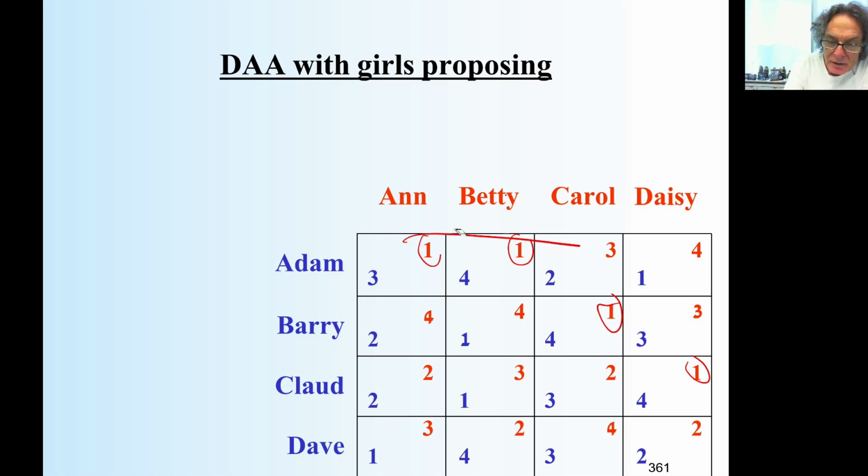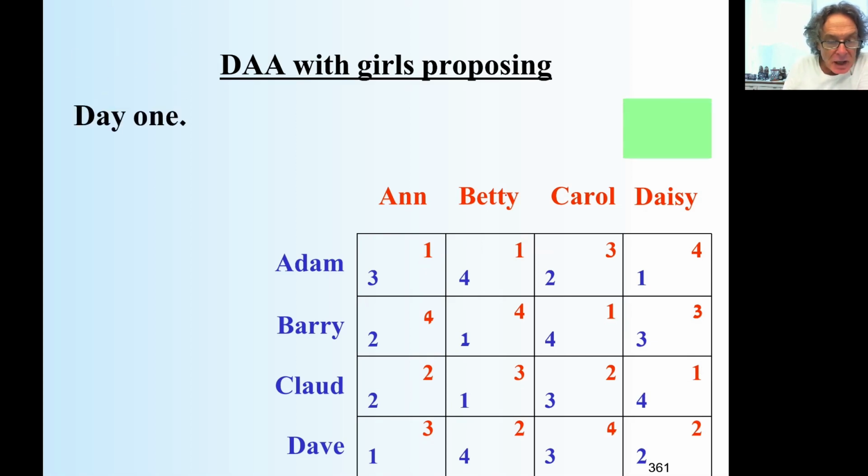Actually, this algorithm ends very fast. Let's see. In this case, on day one, Daisy goes to Claude, he's number one. Carol goes to Barry, number one. Betty goes to Adam, number one, and Anne also goes to Adam. So Dave can do nothing.